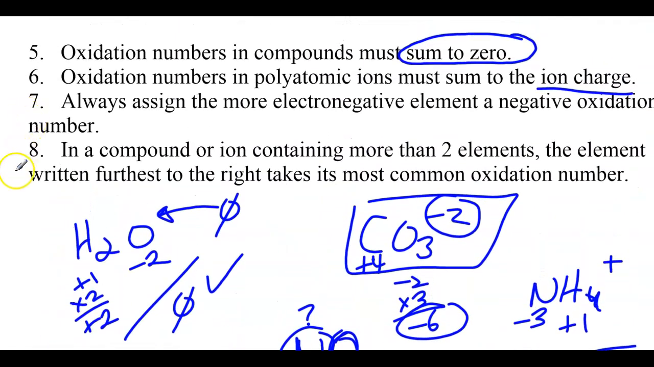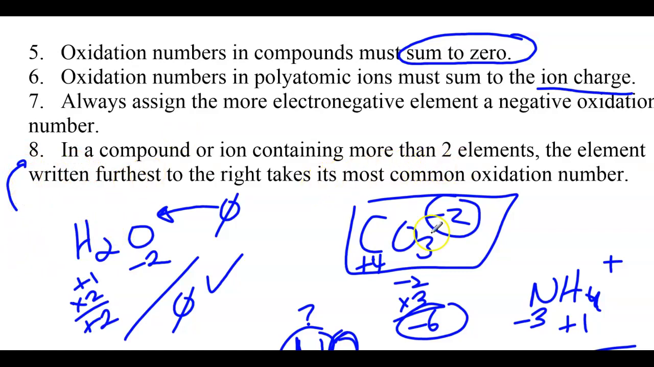Now, number 7 says, always assign the more electronegative element a negative oxidation number. There's going to be cases where maybe you have multiple options. To be honest, if you follow all of the other rules we talked about, you should never have a problem with number 7. Number 7 will basically take care of itself. You'll already be doing that.